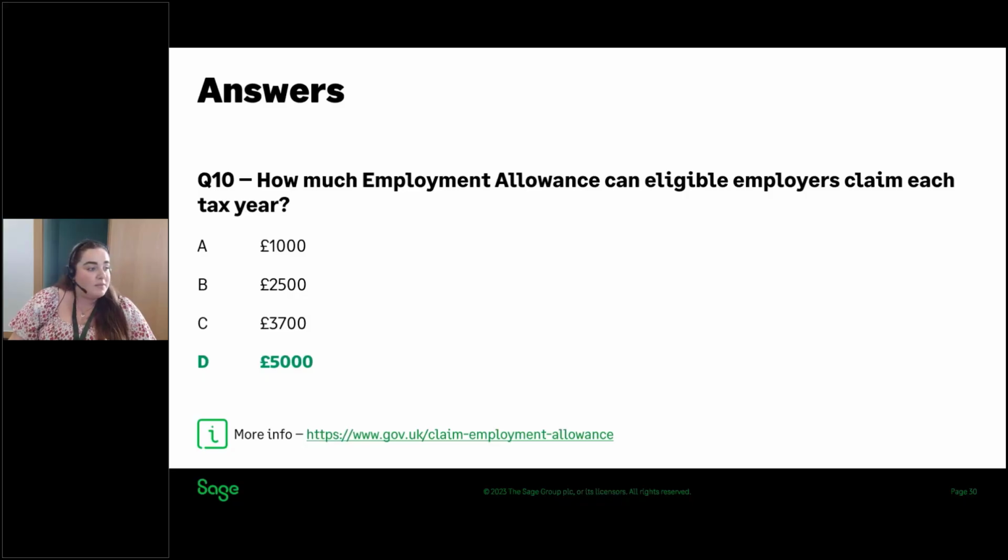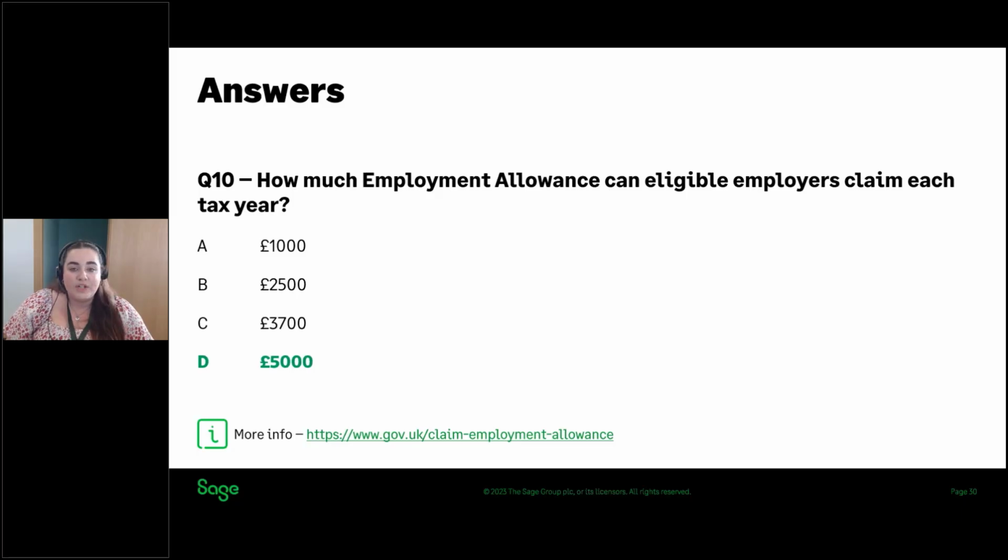So employment allowance is something that you can claim if you're an eligible employer. And if you're eligible, this will mean that your employer's Class 1 national insurance contributions were less than £100,000 in the tax year prior to the one that you're applying in. So if that's the case, you are eligible and you can apply for it and claim it at any time in the tax year. There's not really a deadline for this, but obviously the earlier that you do so, the earlier that you'll get that allowance of £5,000.